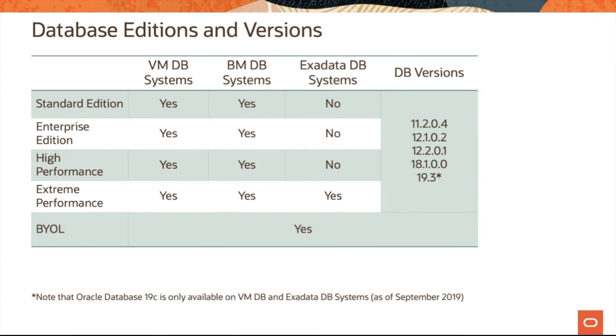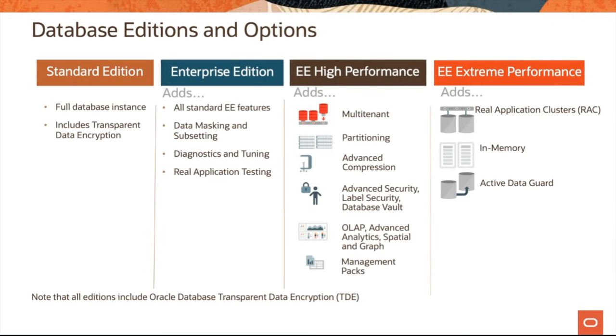In this slide, you see the various DB system offerings in Oracle Cloud Infrastructure, as well as the different database editions and also the bring your own license model support for the different database systems in Oracle Cloud Infrastructure. In this slide, you will see that transparent data encryption is available in all the database editions that are available in Oracle Cloud Infrastructure.